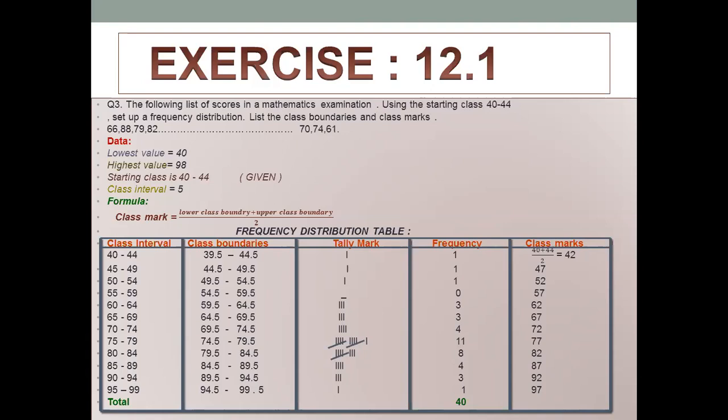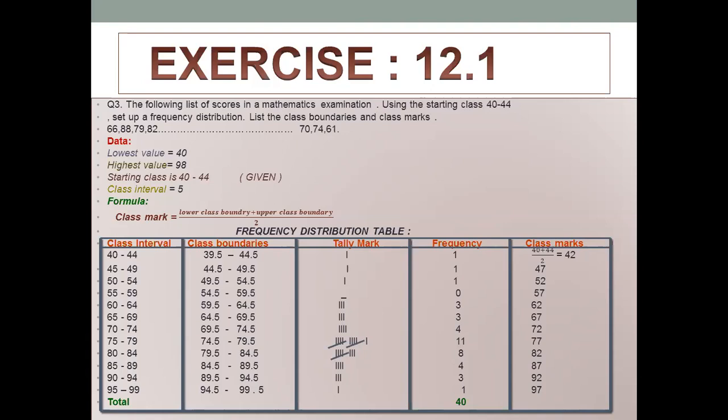Now we start the class boundaries. For the class boundaries, always remember, students, that you will subtract 0.5 from the lower class limit. I subtract 40 minus 0.5 and it becomes 39.5. And you add 0.5 to the upper class limit. I add 0.5 to 44, it becomes 44.5. We subtract 0.5 from the lower limit, we add 0.5 to the upper limit.